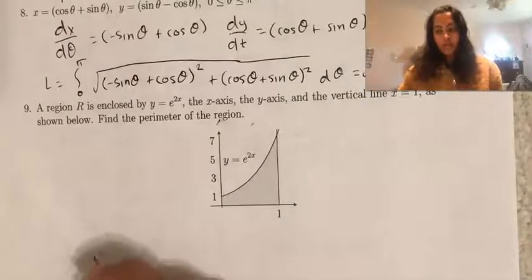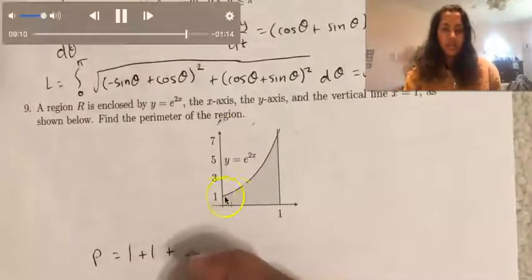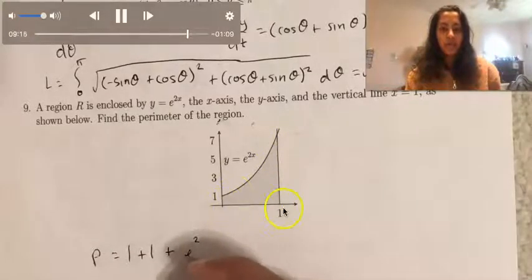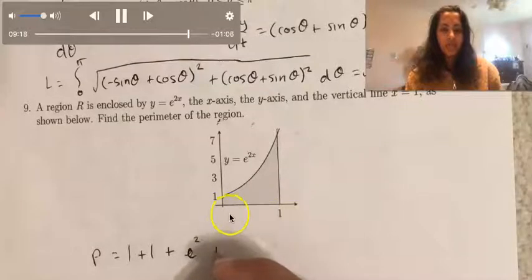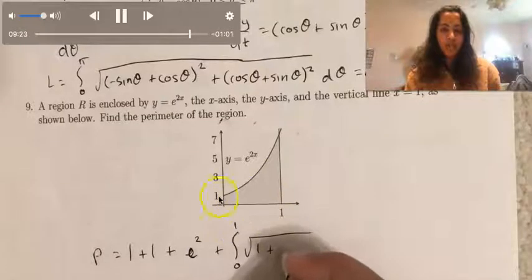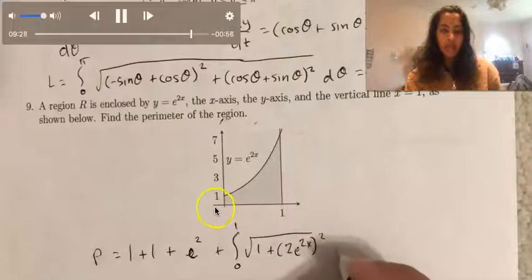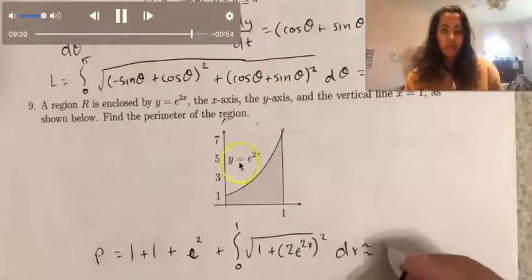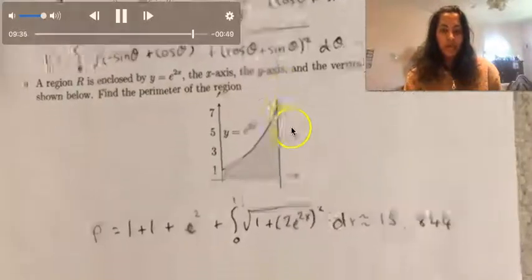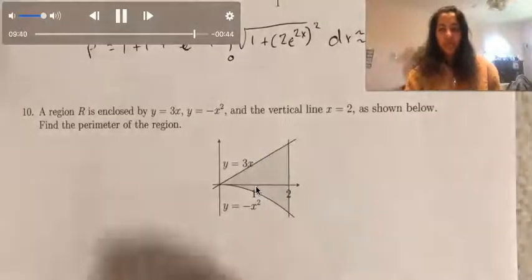So there are 4 sides here, 2 vertical and 1 horizontal, and the curvy side. So the curvy side is just what you use the arc length formula for, and then this is just, the length of it is just the x coordinate, which is 1. And then for the other two vertical sides, you have to plug in the x coordinate into the function to get the y coordinate, and then that will be the length. So for the left side, you plug in 0, you get 1, that's the length. For the right side, you plug in 1 and you get e squared. And then that's how you get the full perimeter once you add it up.